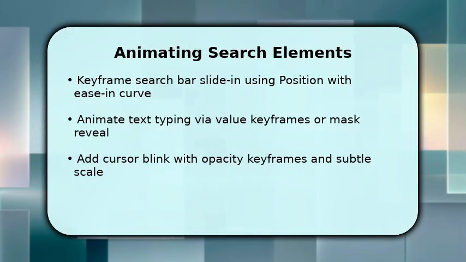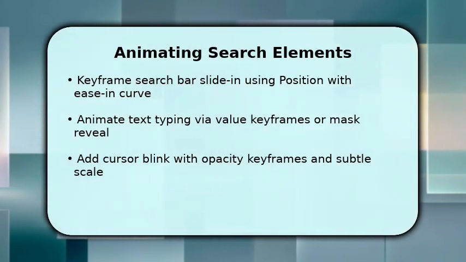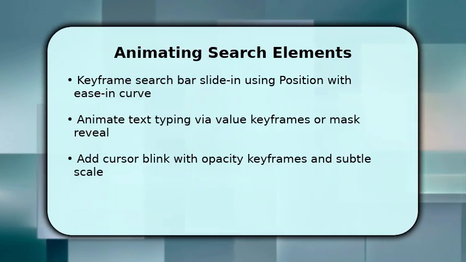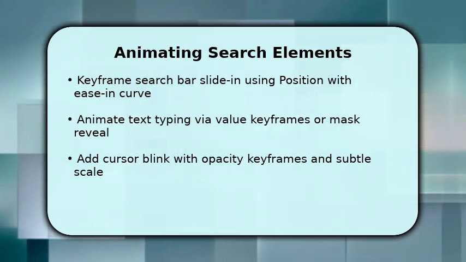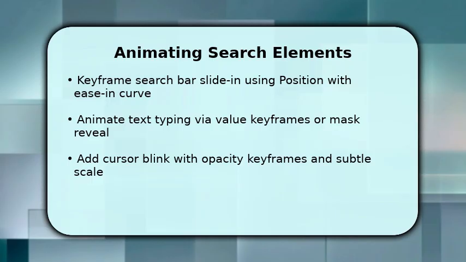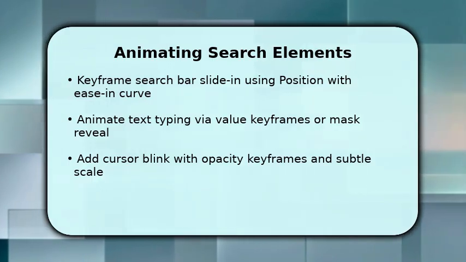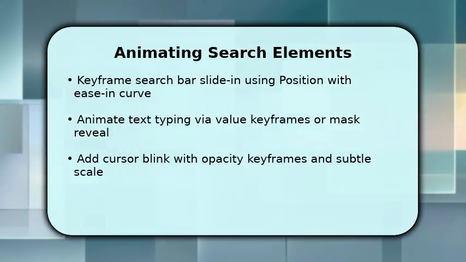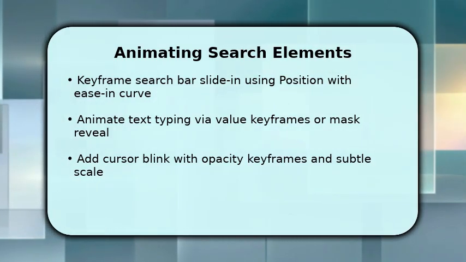Next, animate the bar sliding in with position keyframes. Use an ease and curve for natural momentum. Then simulate typing by revealing text with mask width keyframes or by switching pre-rendered text images frame by frame. This looks cleaner and lets you time keystrokes.